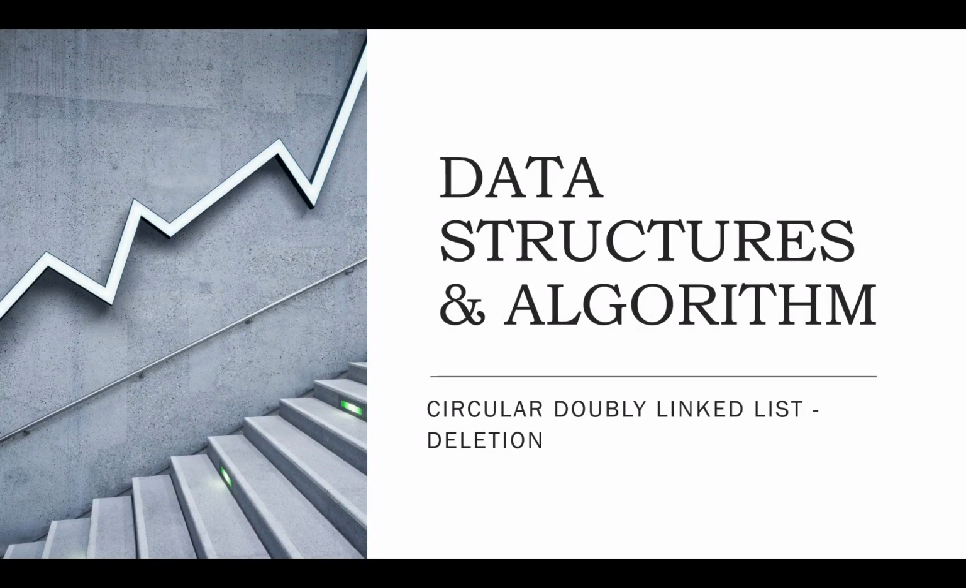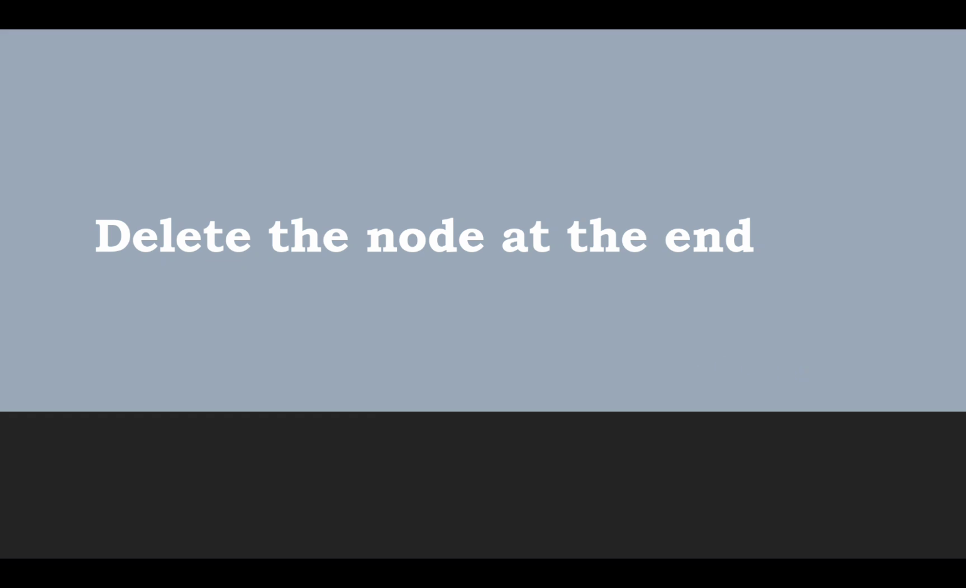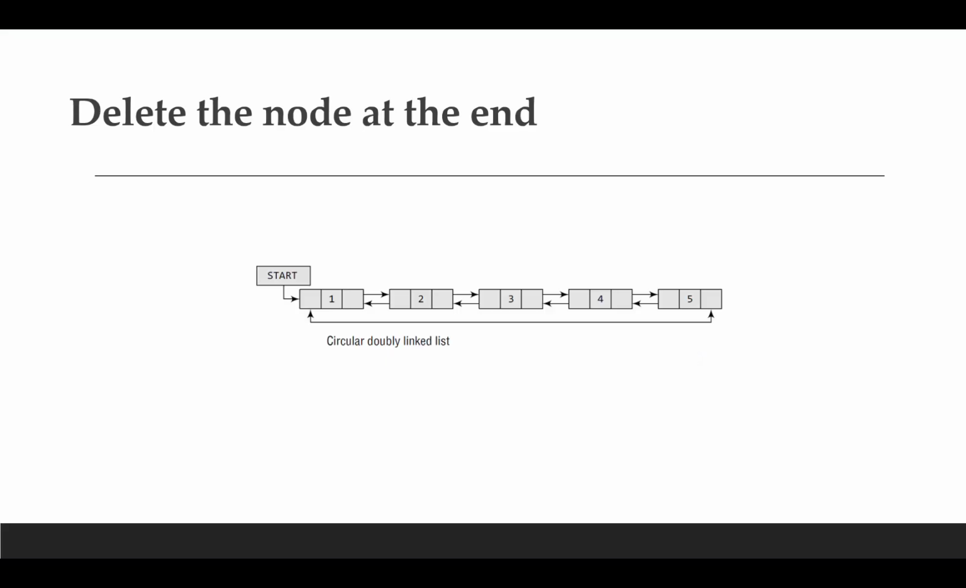In this video, we are going to see the next deletion case, that is deleting the node at the end. So here also we have to use one condition, that is while ptr->next is not equal to start. Okay, this condition we have to use. If this condition is true, we have to execute the statement ptr = ptr->next.